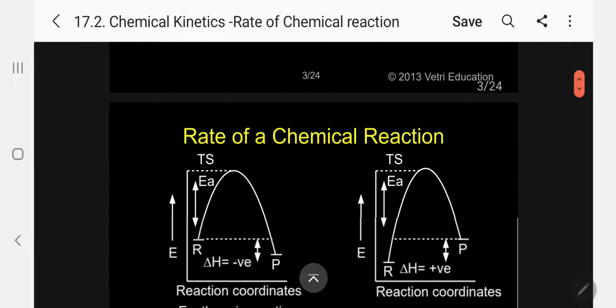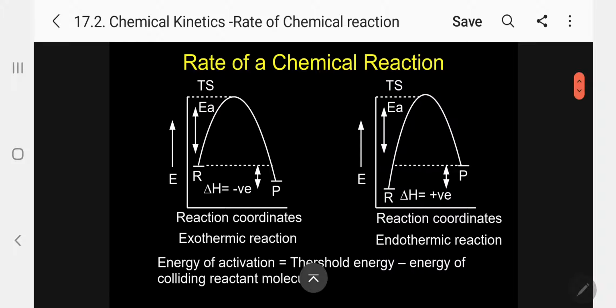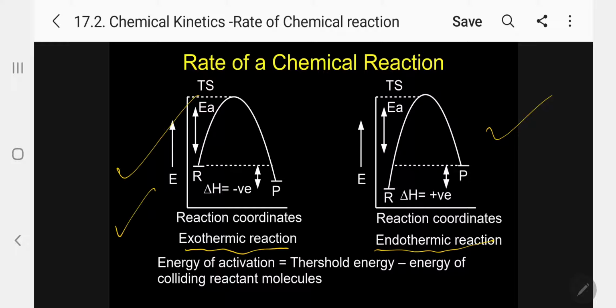Kindly follow. To understand these reactions, kindly follow this energy profile diagram. When you plot energy versus reaction coordinate for any chemical reaction, you will get either this curve or this curve. This is for an exothermic reaction, this is for an endothermic reaction. This is the transition state. This is the reactants, this is the product. The energy difference between the transition state and the reactants is called energy of activation.